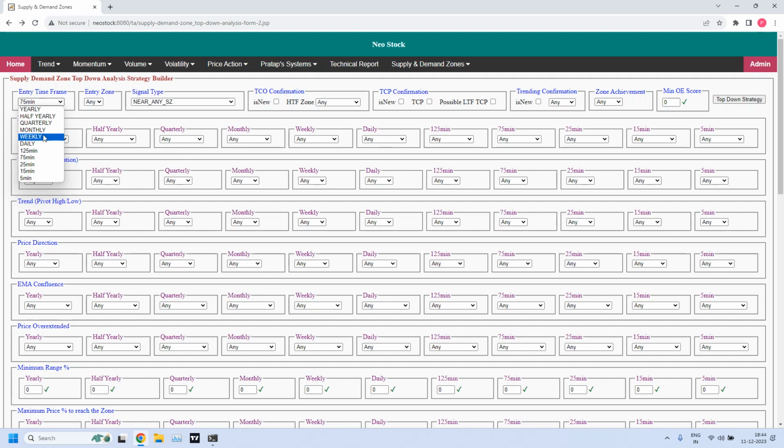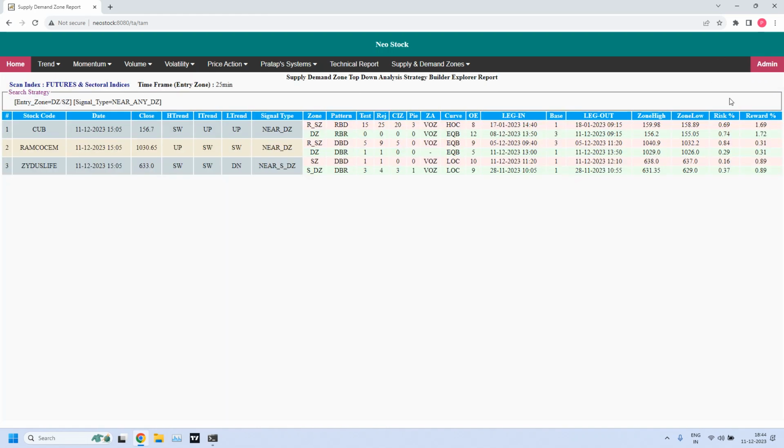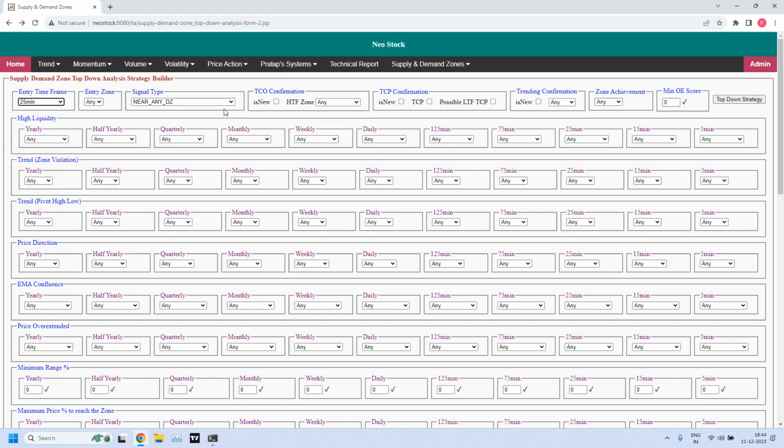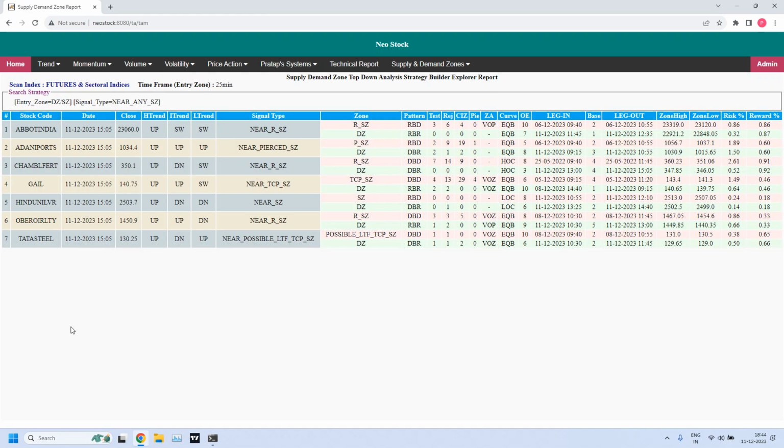Now let us generate for 25 minutes time frame. Entry time frame is 25 minutes. Let us find the stocks near 25 minutes demand zone. So these 3 stocks are filtered. Let's go back. Entry time frame is 25 minutes. Let us find the stocks near 25 minutes supply zone. So these 7 stocks are filtered. Let's go back.